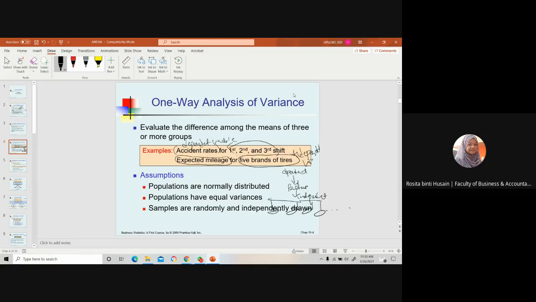So, this is assumption kalau you construct ANOVA. First, assumption, population must be normally distributed. Kena normal. Kemudian population tu equal variance. And then sample random dan independent. Dia ambil daripada populasi tu secara random dan independent. Okay. And then baru you boleh construct ANOVA.